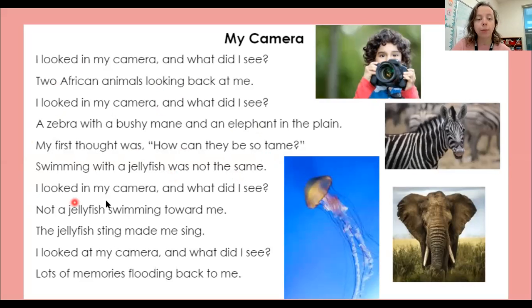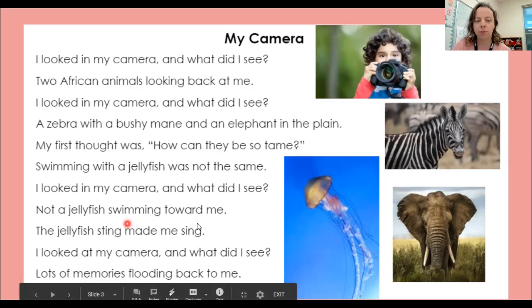I looked in my camera and what did I see? Not a jellyfish swimming towards me. The jellyfish sting made me sing. I looked at my camera and what did I see? Lots of memories flooding back to me.